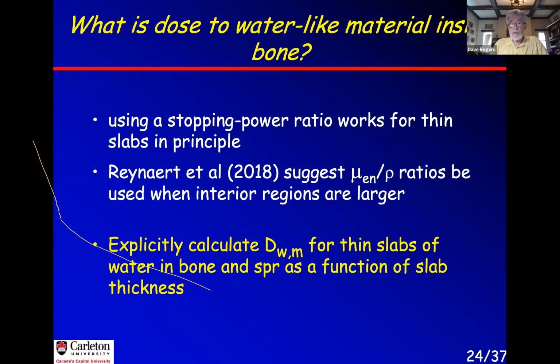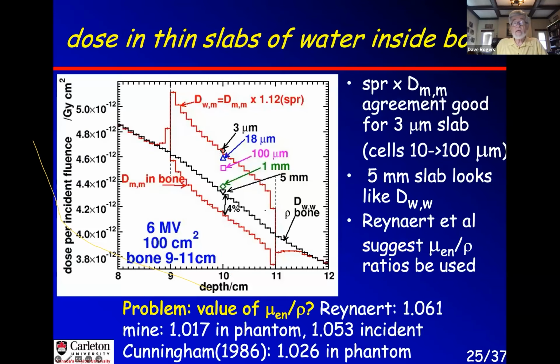What I decided to do was some calculations where, instead of worrying about stopping power ratios or whatever, I did the calculations with thin slabs of water in the middle of my bone phantom, and calculated that for different thicknesses of the bone. So here you can see the same red lines and blue as before, but I've got a series of individual calculations for the dose to the water in these thin slabs.